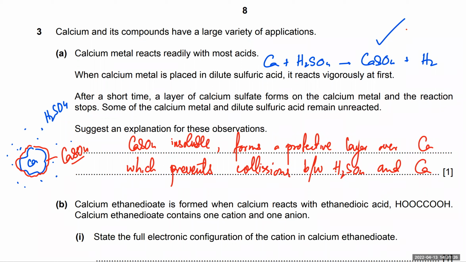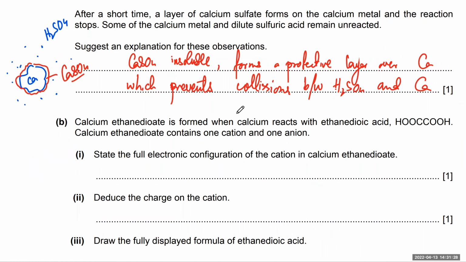So that's about it. Then, calcium ethanedioate is formed when calcium reacts with ethanedioic acid, a double carboxylic acid. And he says calcium ethanedioate contains one cation and one anion. State the full electronic configuration of the cation. The cation is obviously the positive ion, calcium, that's +2. So it's got 20 electrons, but it has lost 2 electrons.